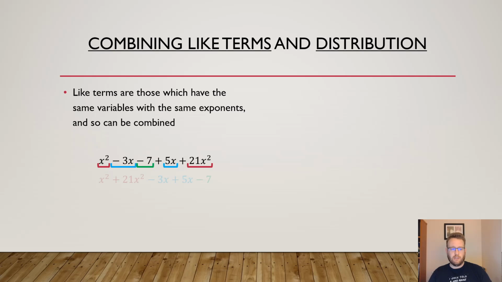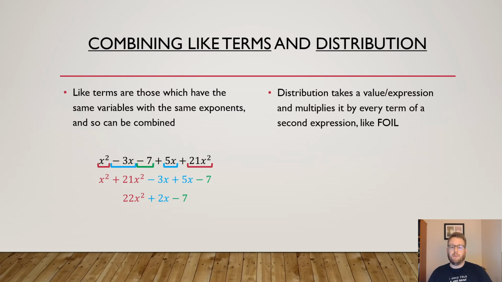And we can rearrange those so that we have the x squareds, the x's, and the constants all kind of clustered together. And so we have 1x squared. Remember, there's an invisible 1 in front of any variable that doesn't have an explicitly written coefficient. So 1x squared plus 21x squared, which is 22x squared, negative 3x plus 5x, which is 2x, and minus 7. So when we're all done simplifying, we have this quadratic with three terms.